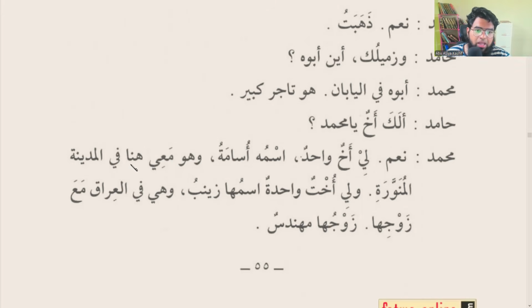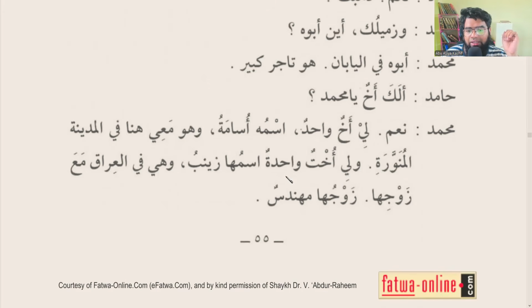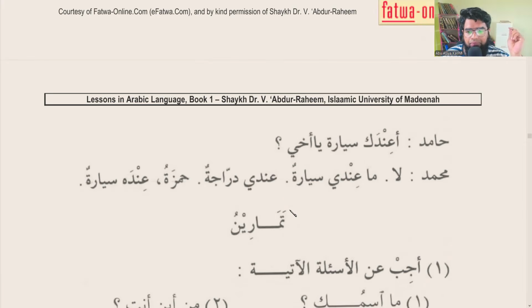Huna is here. Hunaka is there. Wali ukhtun wahidatun, and belongs to me, one sister, or I have one sister. Ismuha Zainab. Her name is Zainabu. Feminine names do not get tanween. وهي في العراق مع زوجها, and she is in Iraq with her husband. مع زوجها. زوج يعني husband. زوجها مهندس. Her husband is an engineer.